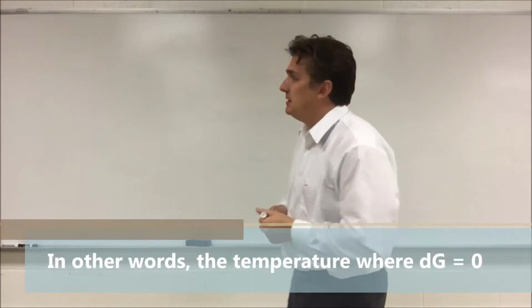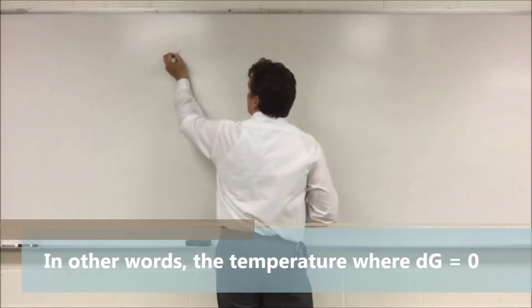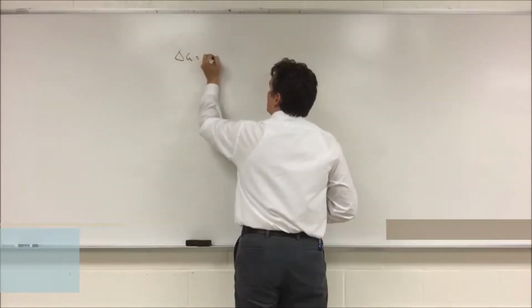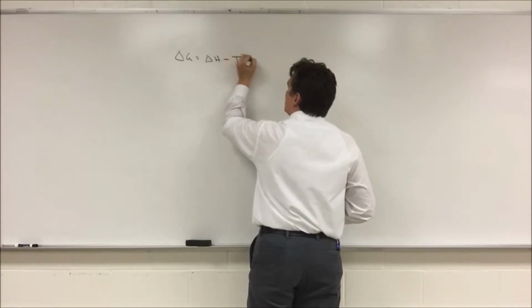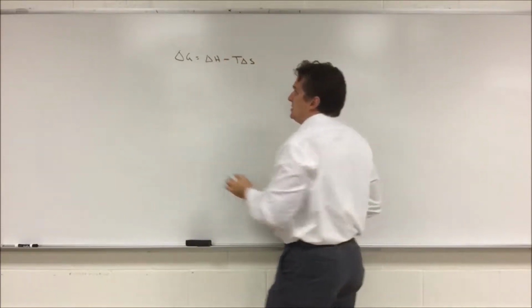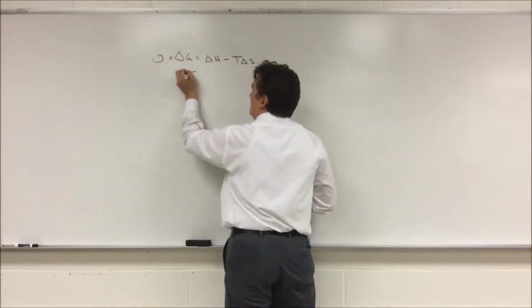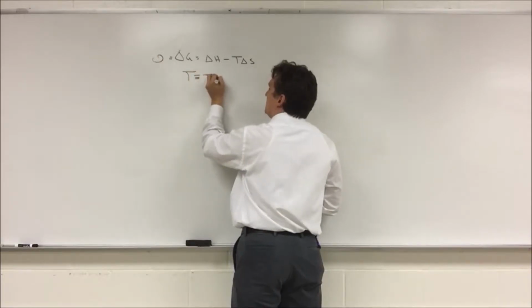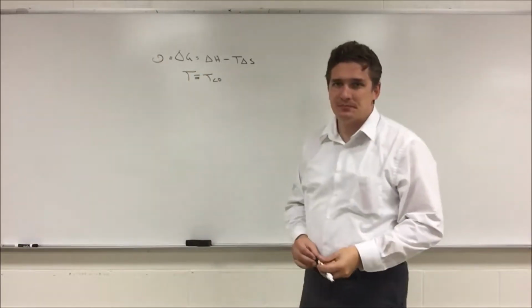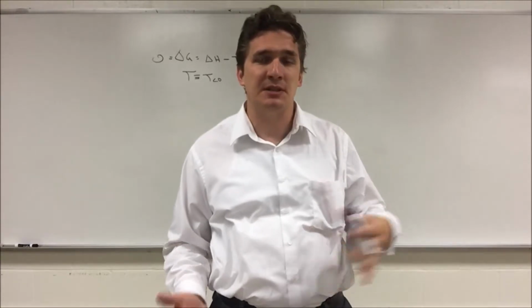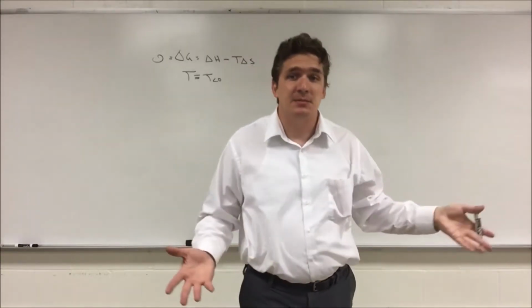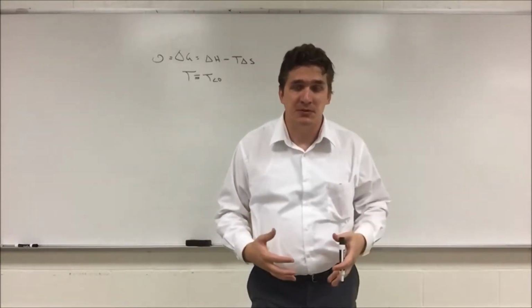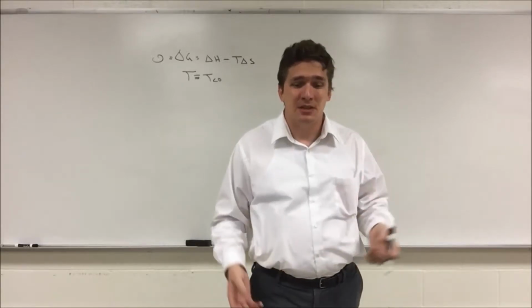What you're going to use is your Gibbs relationship. Delta G equals delta H minus T delta S. If delta G equals 0, this means that T is what's called the crossover temperature, or T_CO. Now, to solve this, you have to be given both delta H and delta S. These can be found by using Hess's law, so go check the previous videos, or it's going to be something that you're given.